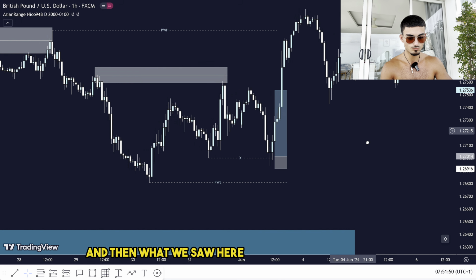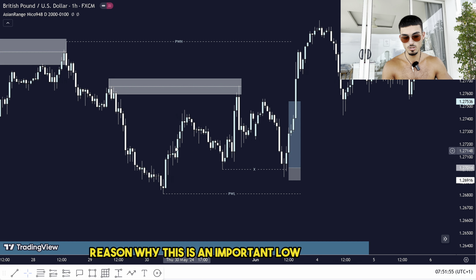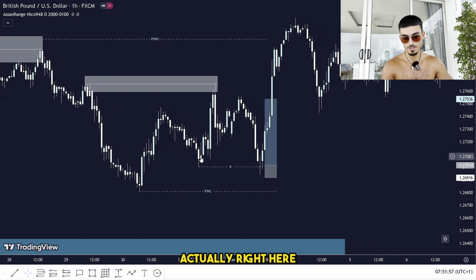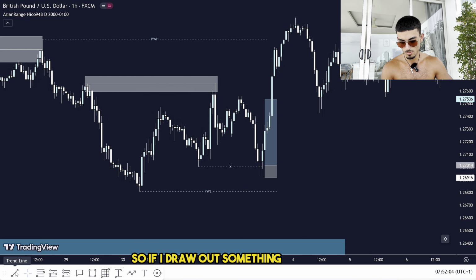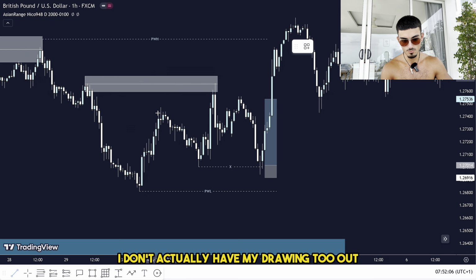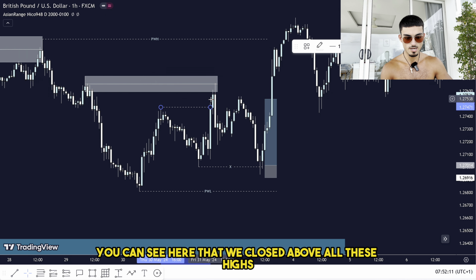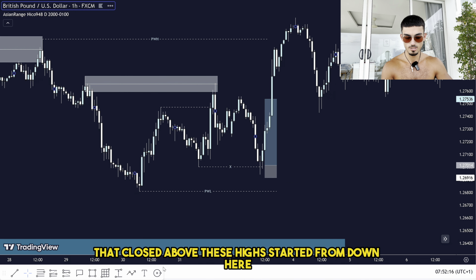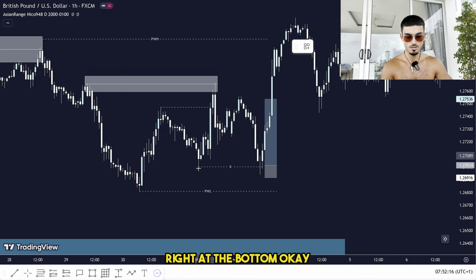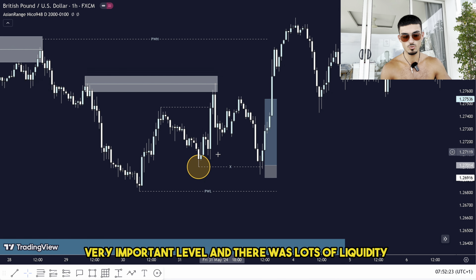And then what we saw here on Monday was this low right here was taken out. The reason why this is an important low is because this low right here did form a break of structure, as it closed above this high up here. So if I draw out something right here, I don't actually have my drawing tool out, but I'll just use this as an example. You can see here that we closed above all these highs, and this move that closed above these highs started from down here, right at the bottom, okay? So it was a very, very strong level. It was a very, very important level, and there was lots of liquidity below this point.